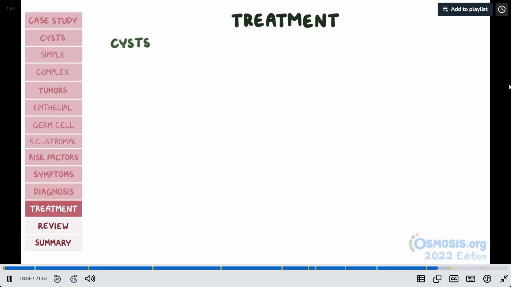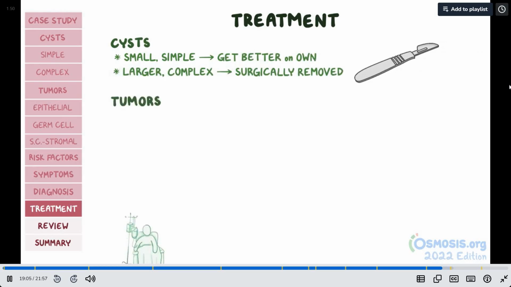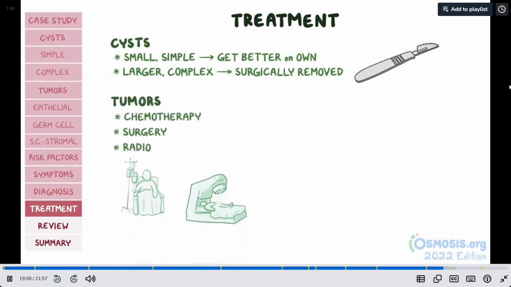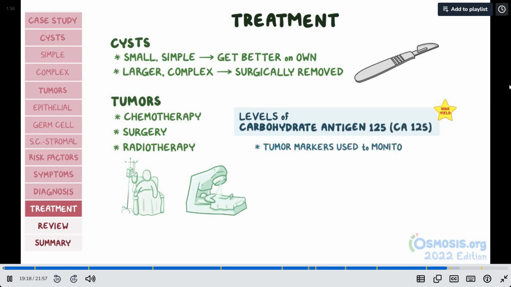Treatment for ovarian cysts varies based on type and size. Small, simple cysts will usually get better on their own, whereas larger, complex cysts should be surgically removed. For ovarian tumors, treatment usually involves chemotherapy, surgery, and sometimes radiotherapy. Now for your exams, it's important to know that the levels of carbohydrate antigen 125, or CA125, are tumor markers used to monitor response to therapy and potential relapse. It's not specific enough to be used for diagnosis or screening.